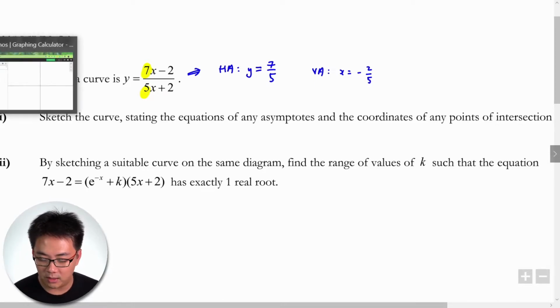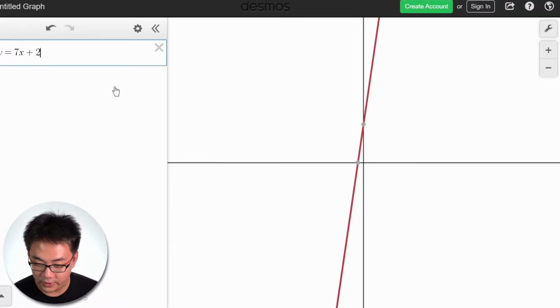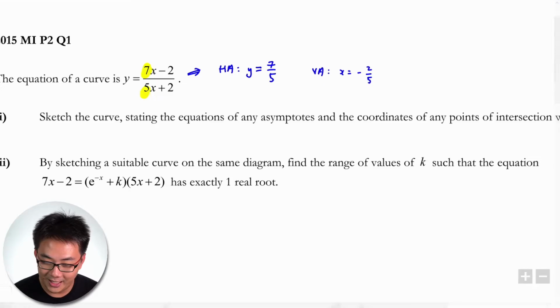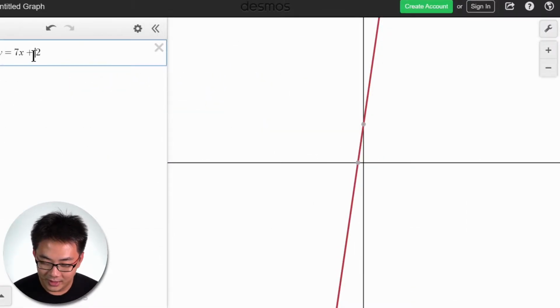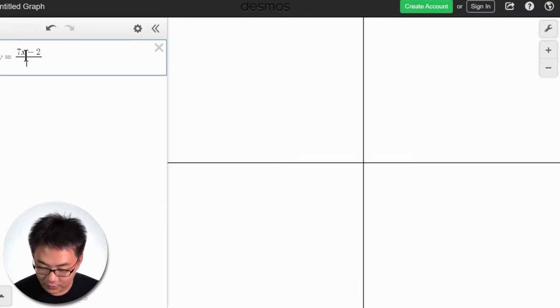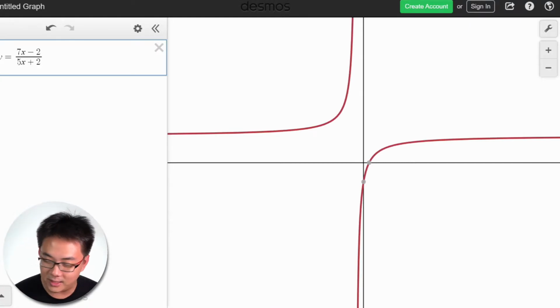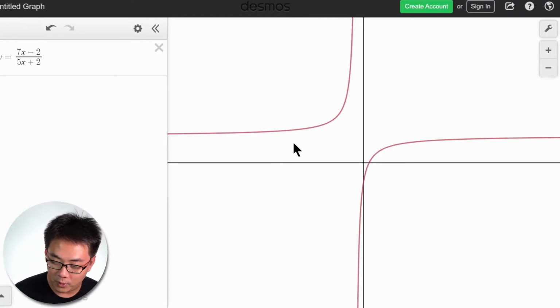You just bring a calculator and key it in. But I'm going to use Desmos. You can just search for Desmos, and Desmos is probably one of the amazing creations to the mathematics world for students and teachers alike. It's really cool, I feel. 5x plus 2, 5x plus 2.